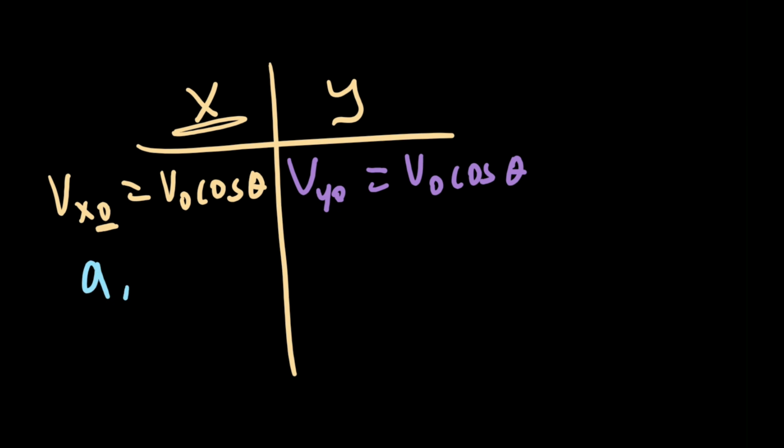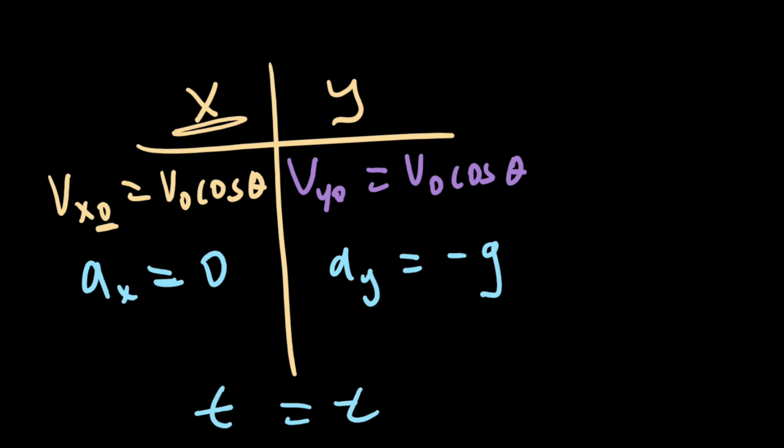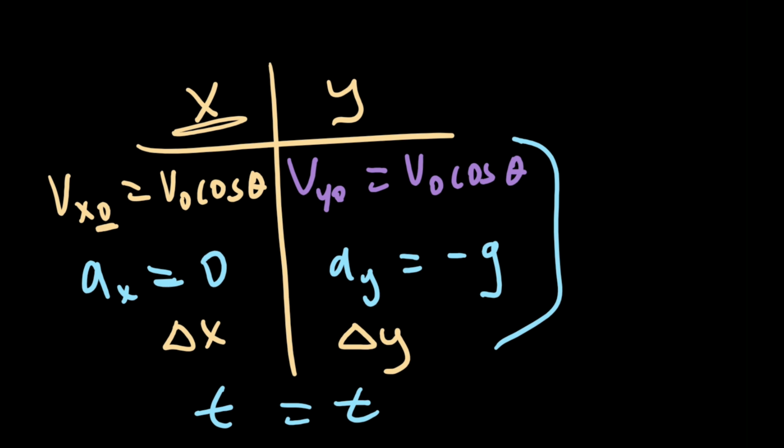Okay, now ax is equal to 0. We know that ay is usually equal to negative g, right? The thing that links these two is time. So time is always equal to time. And we basically can just plug all this stuff into various kinematics equations to get what you need to know. And you can also use delta x, you can use delta y, whatever you need to do to solve those problems.